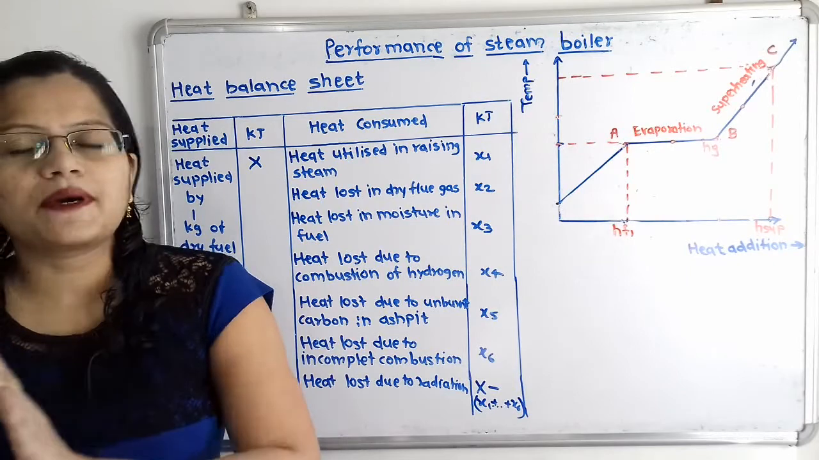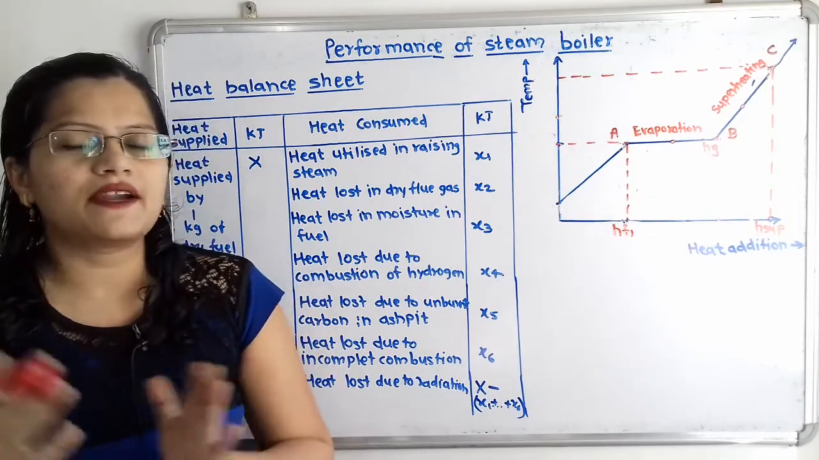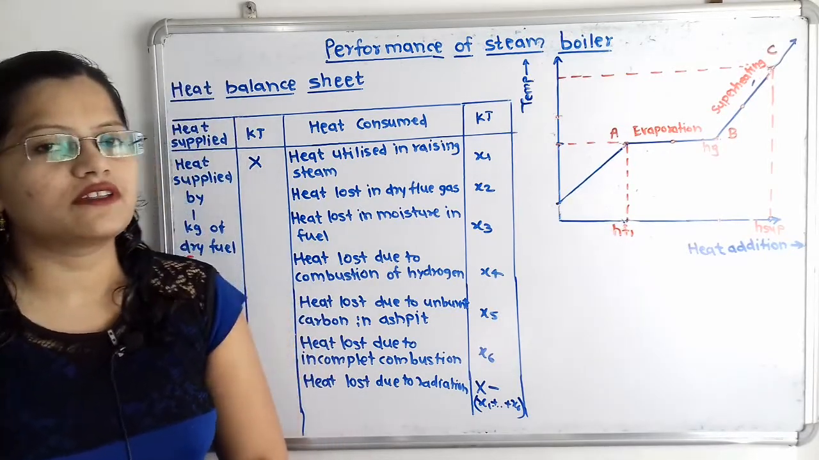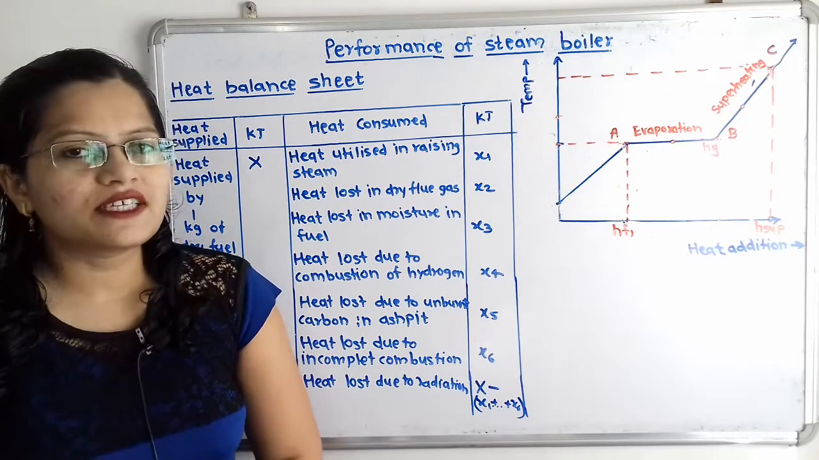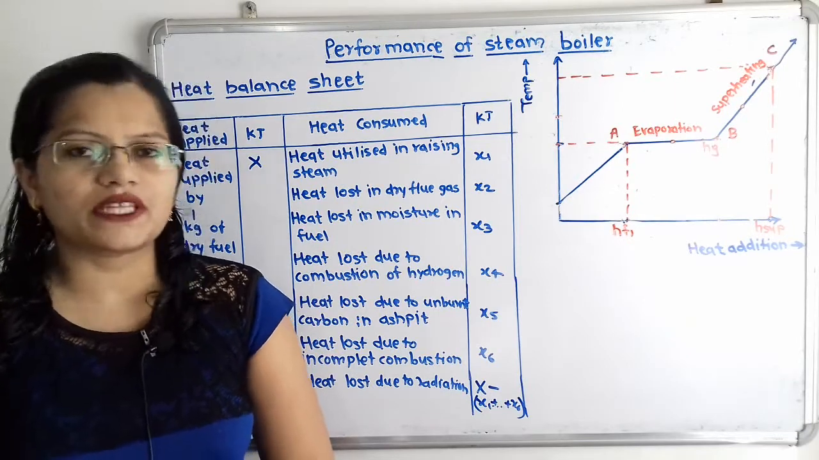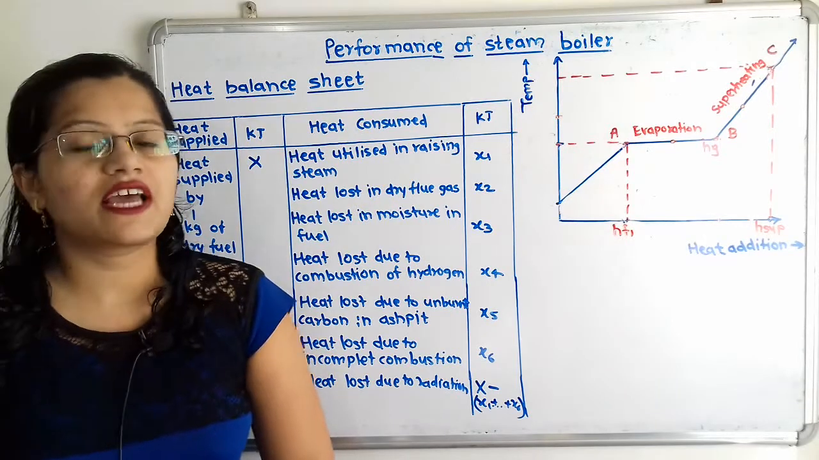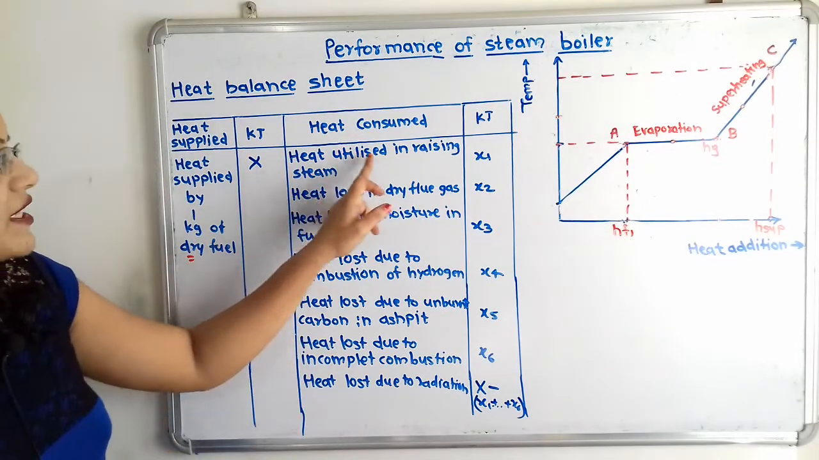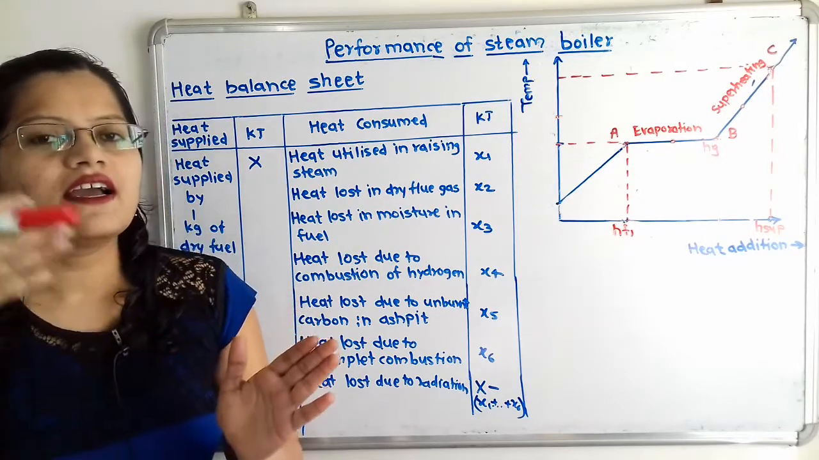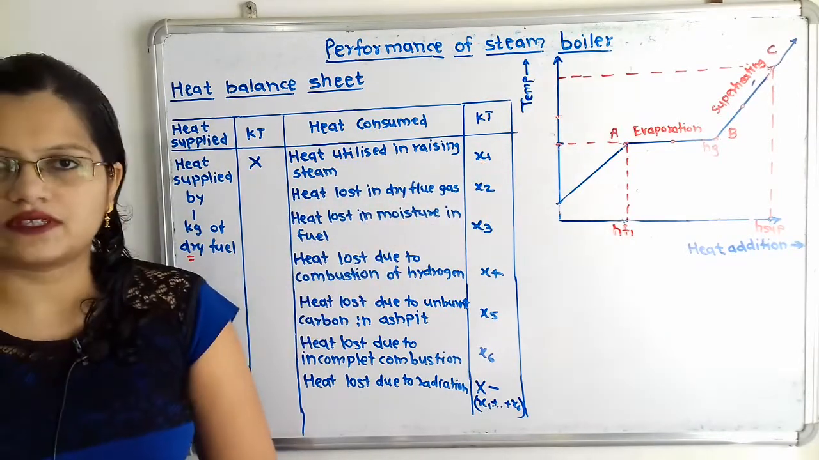Now what is the main purpose of the steam boiler? So why is the heat getting supplied to the steam boiler? Because we have to convert the feed water into the steam. So that steam may be in the form of wet steam, dry and saturated steam or superheated steam. So the first parameter for the heat consumption that we have to take is heat utilized in raising the steam. That means feed water is getting converted into steam. So this is the first parameter, we will say X1.